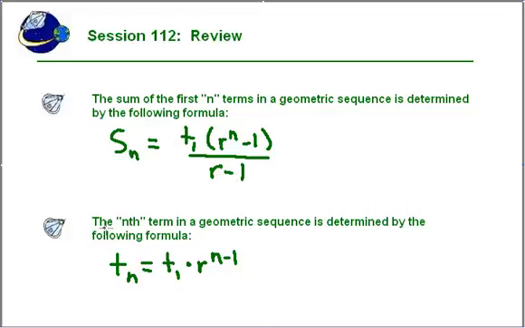And lastly, the nth term in a geometric sequence is determined by the following formula here. Tn stands for the nth term of the particular geometric sequence. That's going to equal T1, which is the first term of that sequence, multiplied by R, which is your rate, raised to the power of n minus 1. Okay then, that'll finish up session 112 on geometric sequences.